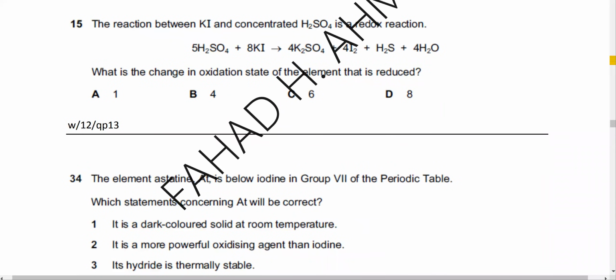What is the change in oxidation state of the element that is reduced? You have to figure out which element is getting reduced. I is -1, and over here it's I2, so that's 0. So that's getting oxidized. Which element is getting reduced? In H2SO4, sulfur is +6, and over here sulfur is -2. So by how much? By 8. +6 to -2 is 8.